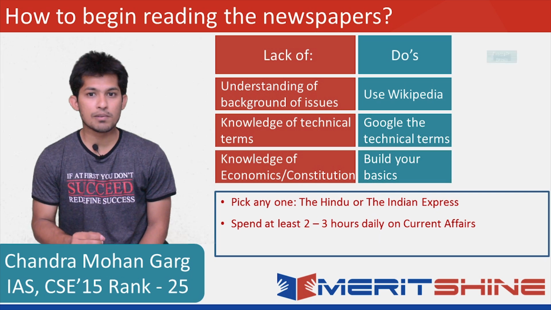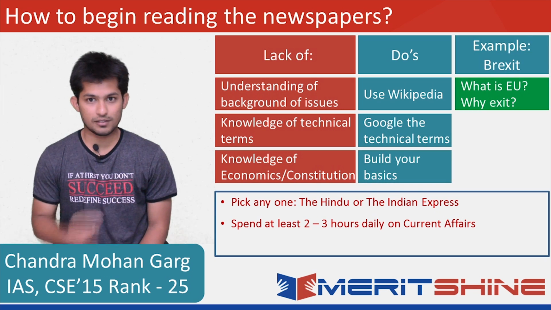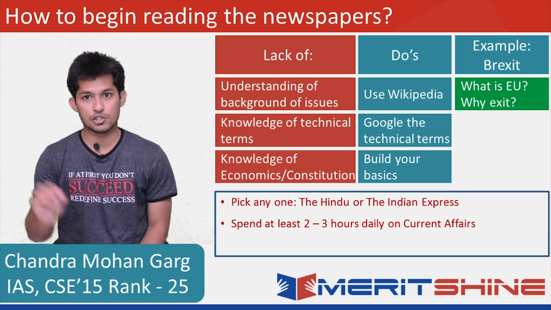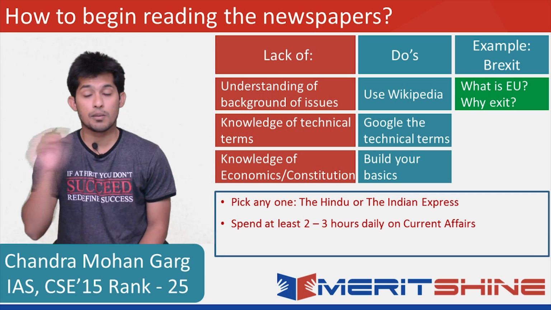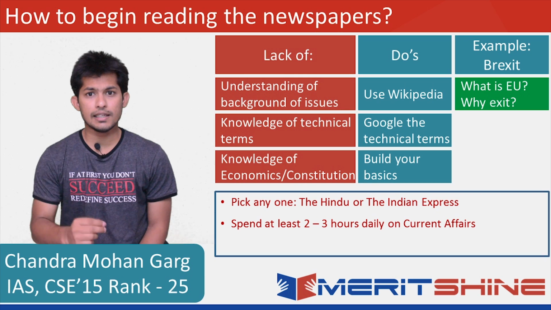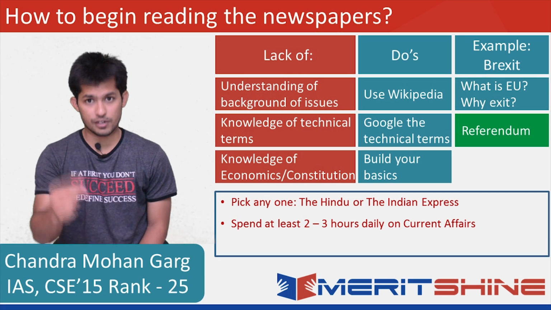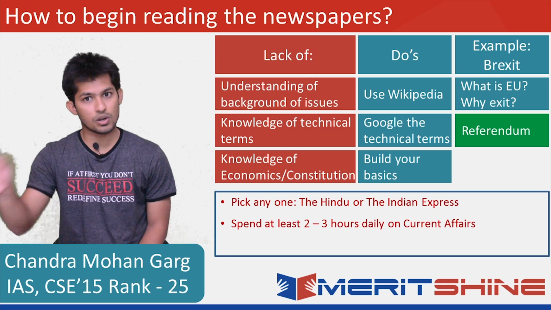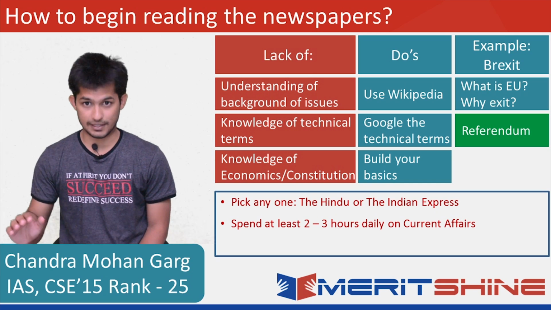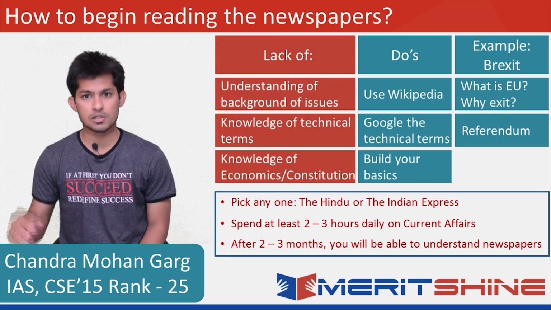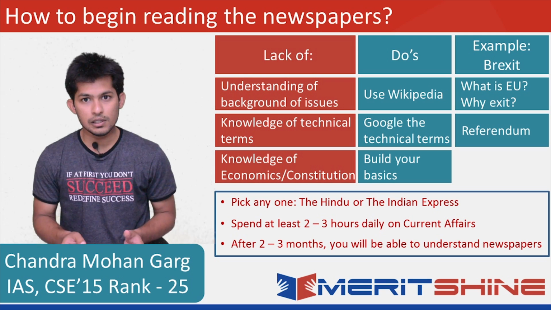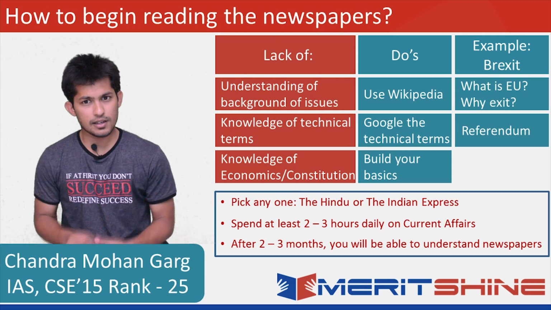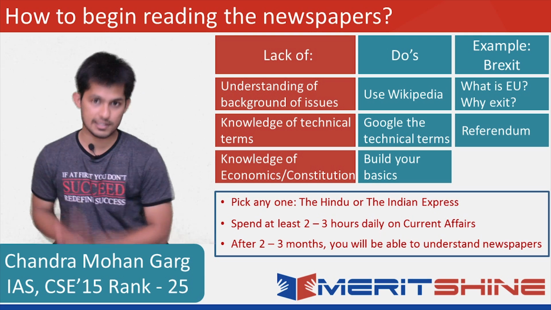One simple example is if you are reading an article on Brexit, if you don't know Brexit, Wikipedia it and understand what Brexit is all about, what is European Union, why Britain tried to make an exit. Secondly, there will be some technical terms like referendum, etc., which you have to Google and understand what they exactly mean. That is it. If you do this for 2 to 3 months, you will be able to understand newspaper articles in a slow and steady pace very easily.